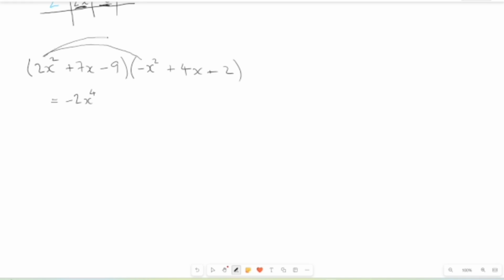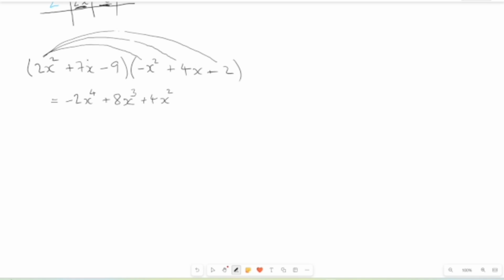Next one, I'm going to do the 2x squared times the plus 4x. 2 times 4 is 8, and the answer is going to be positive overall. There are no negatives in this multiplication. So 2 times 4 gives us 8. X squared times x gives us x cubed. And then we have the last one here. 2x squared times plus 2 gives us plus 4, and it's x squared.